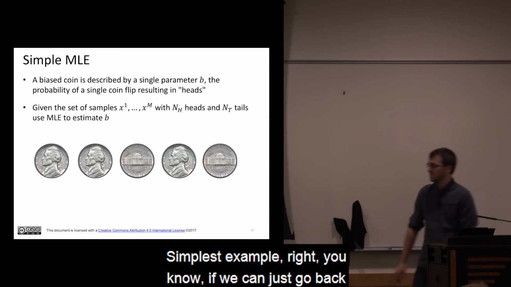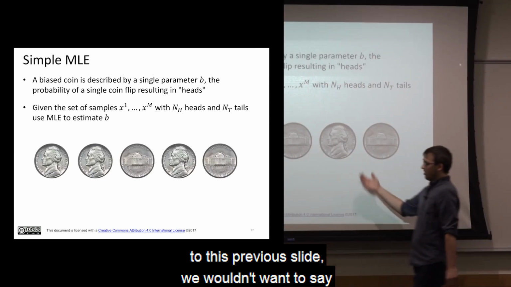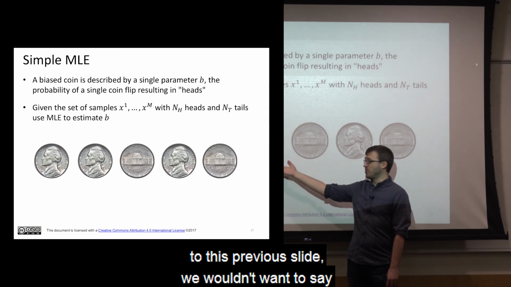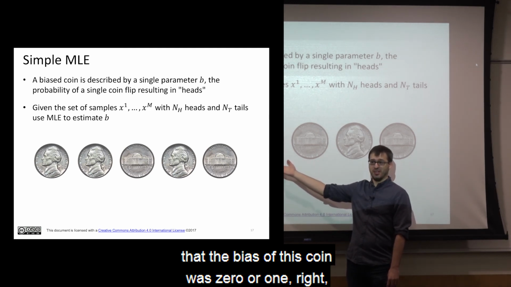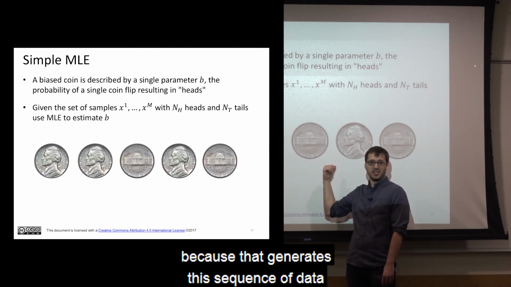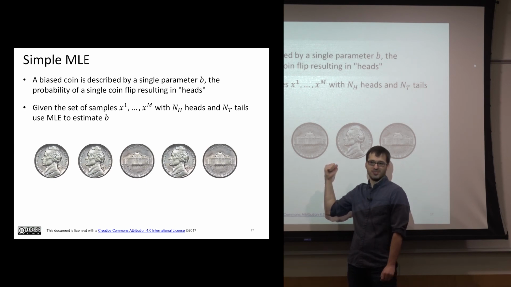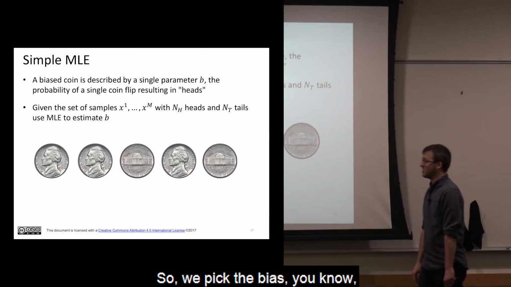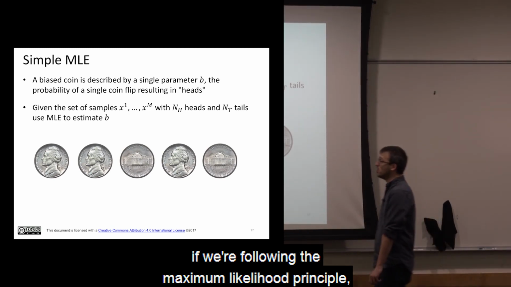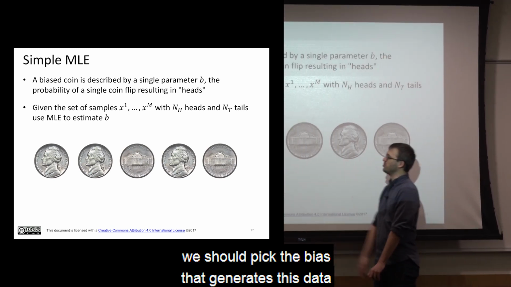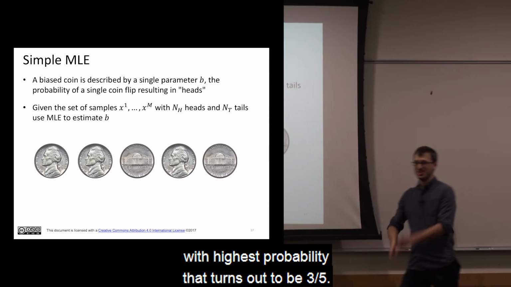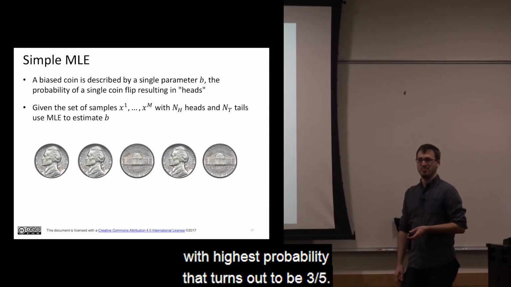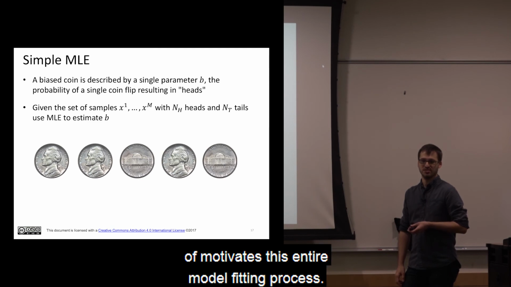Simplest example: if we just go back to this previous slide, we wouldn't want to say that the bias of this coin was 0 or 1, because that generates this sequence of data with probability 0. So if we're following the maximum likelihood principle, we should pick the bias that generates this data with highest probability. That turns out to be 3/5. We'll work it out in a second, but that's what motivates this entire model fitting process.